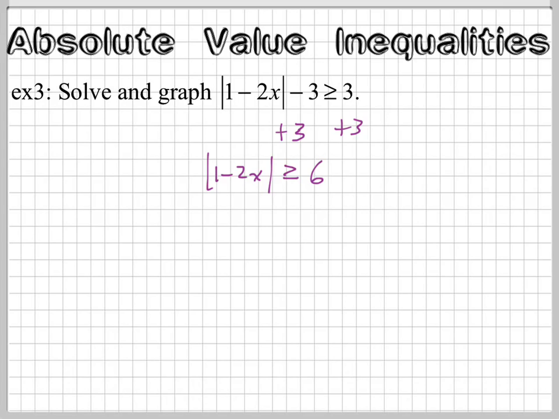Now, if a problem has a 5 right here, or another number multiplying to the absolute value bars, how would you get rid of it? You would divide it by 5. Okay, but this one doesn't have that. I just wanted to show it to you. And that's it for this.